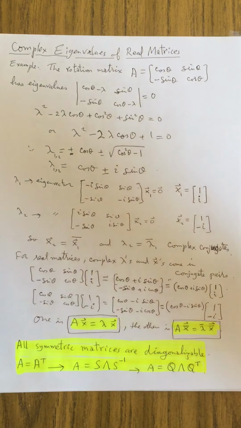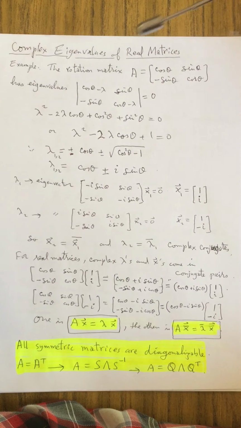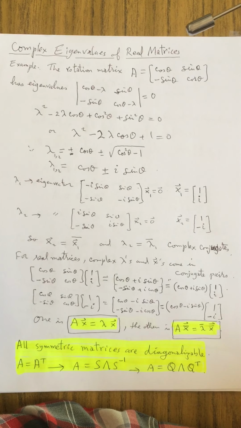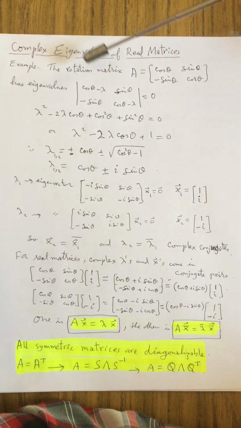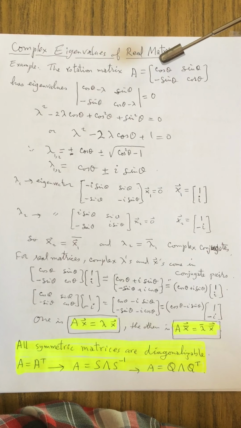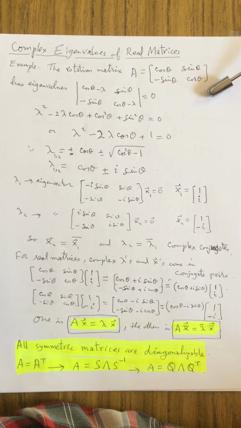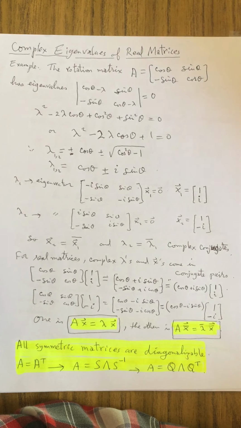Now, what if the matrix A is real and its eigenvalues are not real? They are complex. As an example, we take the rotation matrix, which is [cosine theta, sine theta; minus sine theta, cosine theta], which rotates a vector in the direction, using the angle theta.